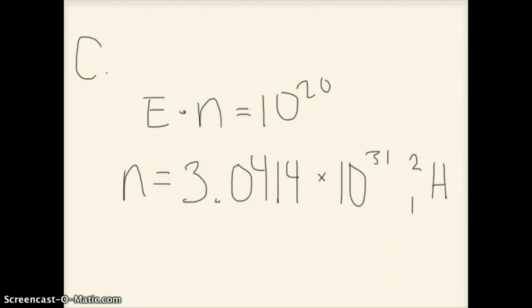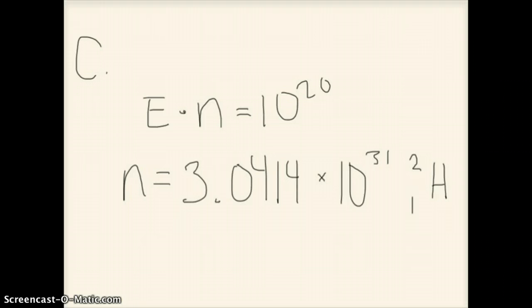So what we said is you needed 3.0414 times 10 to the 31st reactions, so that you can multiply that by 3 to get 9.224 deuterium atoms, or 3.0414 times 10 to the 31st reactions of deuterium.